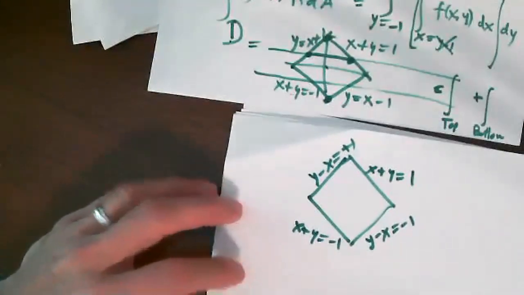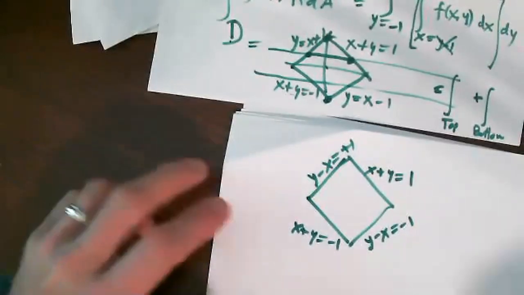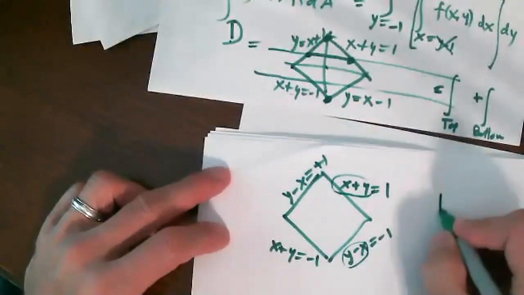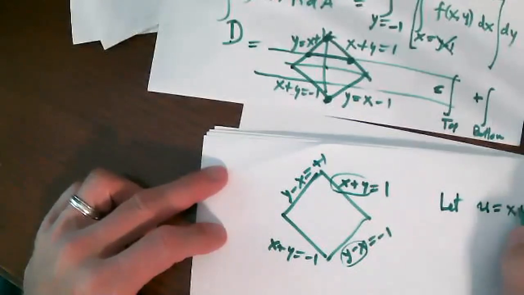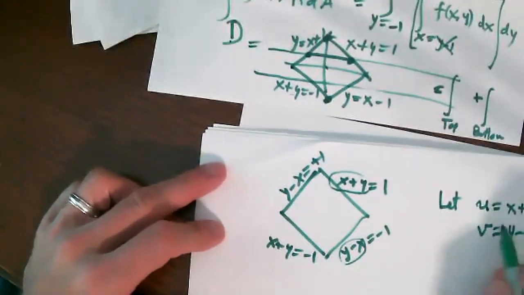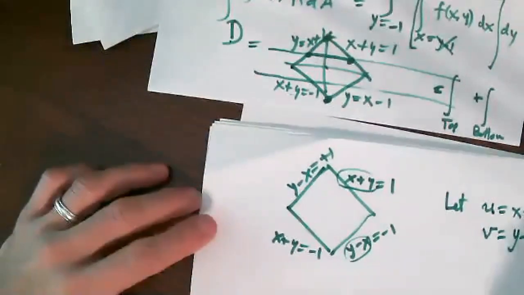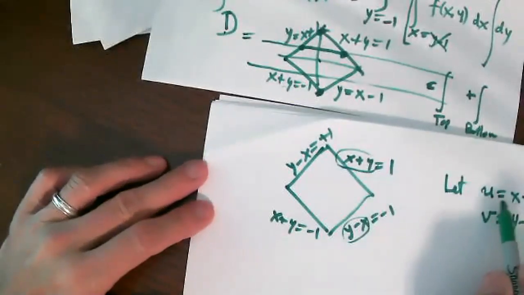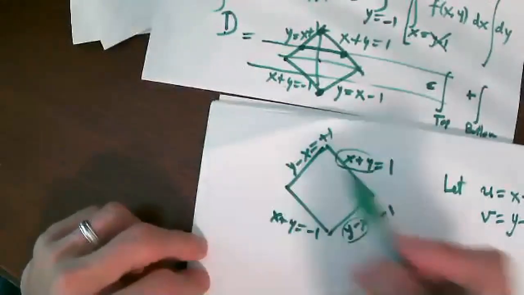I'm going to have two new coordinates called u and v, and they're going to be exactly equal to these two quantities. So over here on the side, let u be shorthand for x plus y, and let v be shorthand for y minus x. I'm sorry, I didn't say what I wrote. u is x plus y, and v is y minus x. Then I can use u and v as two new coordinates in this set.